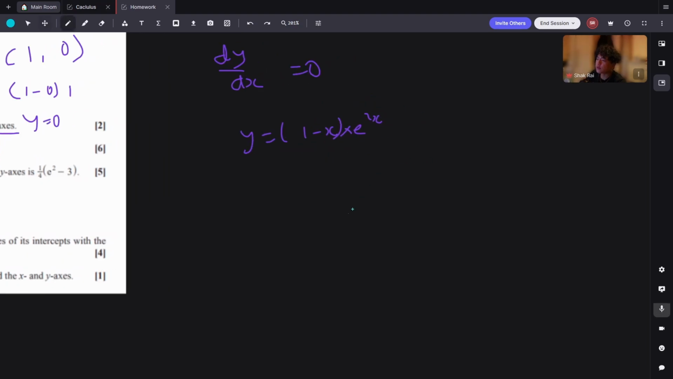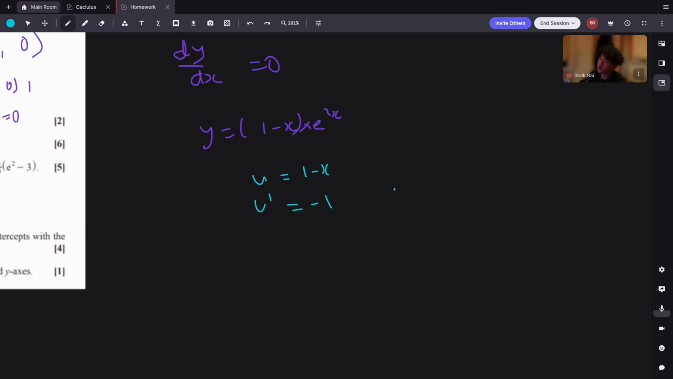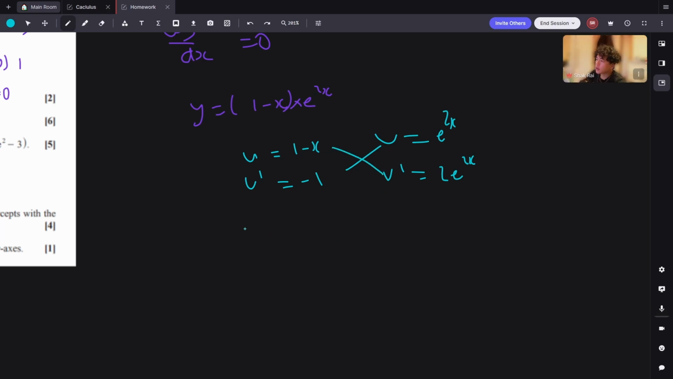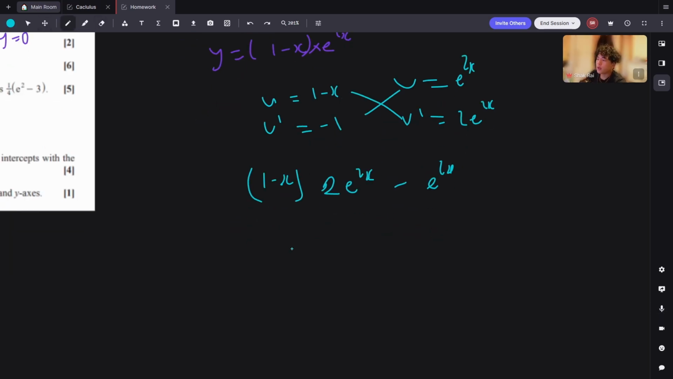So to begin with, we have u and v. What's u? u is 1 minus x. What's u dash? Minus 1. v equals e to the power of 2x. What's v dash? v dash equals 2e to the 2x, because it's the differential of this. That's the chain rule. So this times that, and this times that. (1 minus x) multiplied by 2e to the 2x plus e to the power of 2x multiplied by minus 1. So this just becomes negative. Cool. So we have 2e to the 2x minus x times 2e to the 2x minus e to the 2x, and this all equals 0.